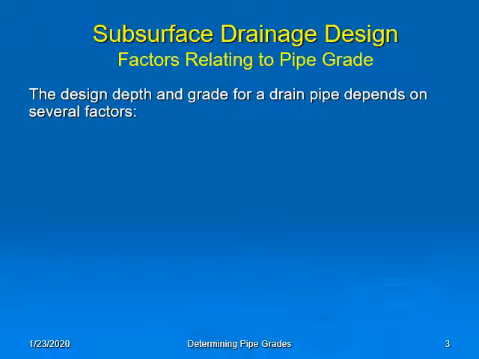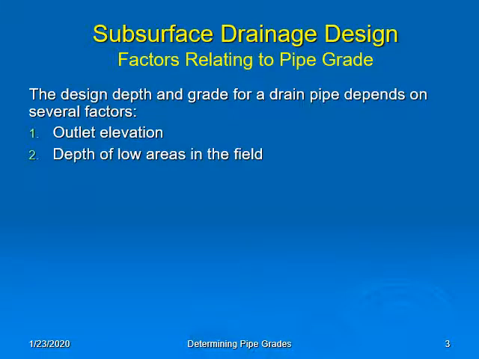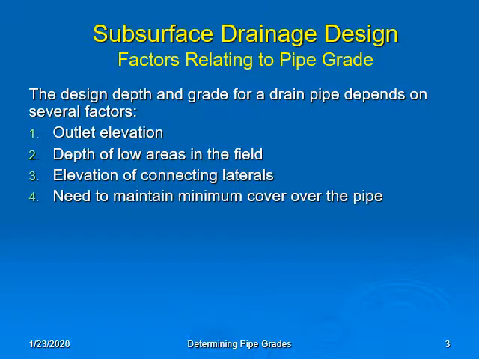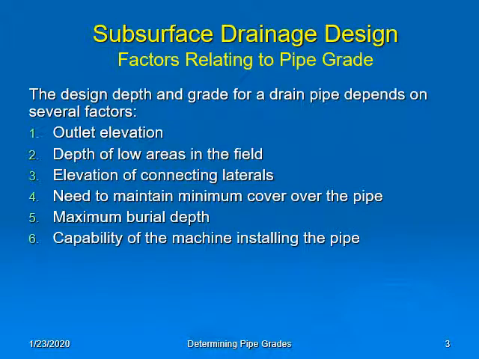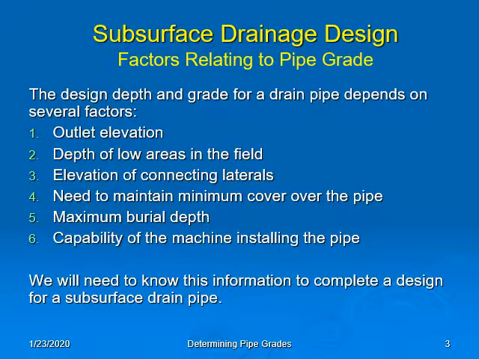The design depth and grade for drain pipe depends on several factors: the outlet elevation, the depth of low areas in the field, the elevation of connecting laterals, the need to maintain a minimum cover over the pipe, maximum burial depth restrictions on the pipe, and the capability of the machine installing the pipe. We will need to know all of this information to complete a design for a subsurface drain pipe.